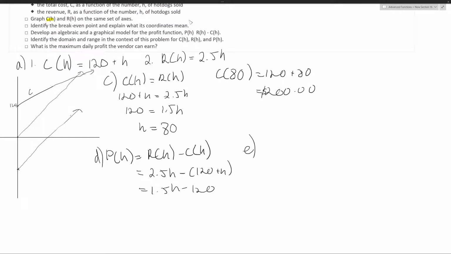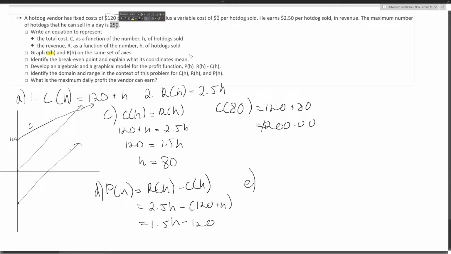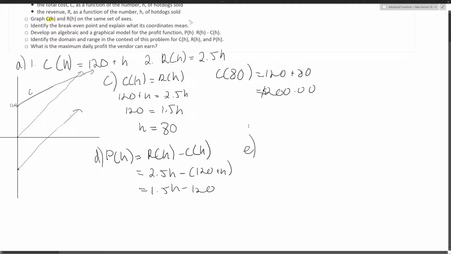So C of H would have a domain such that H could be any whole value. We can't have half a hot dog being sold or a negative quarter, right? We need whole positive numbers. And then our hot dogs, as said in the question, cannot be more than 250 because I'm guessing he buys only 250 hot dogs. So our first domain would be something like C of H, where H is an element of all whole positive numbers, which I'm pretty sure is a Z, and then 0 is less than or equal to H, less than or equal to 250. So that is the first thing we have.